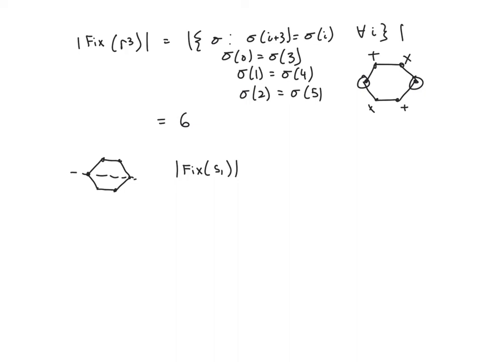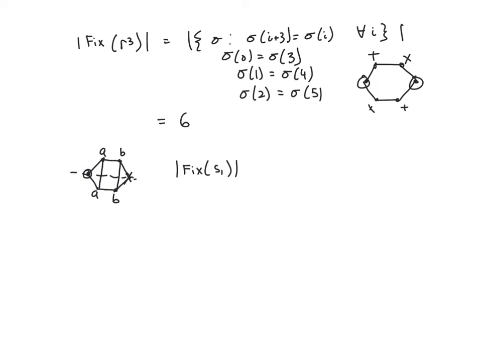Finally, let's look at the reflections. There are 3 reflections of this type going through opposite pairs of vertices. They fix the vertex sets, and they send these 2 sets of vertices to their opposite. So we see the fixed points have to make these 2 vertices have the same color. These 2 vertices have the same color.